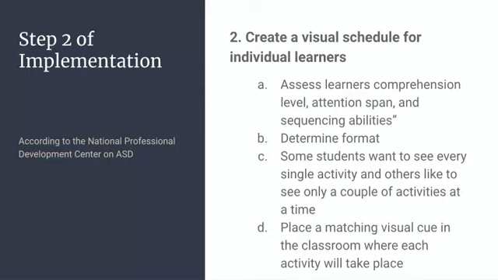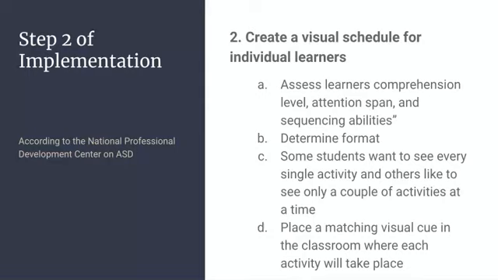So a few tips to help with this are to assess a learner's comprehension level, attention span, and sequencing abilities. Determine format, which I previously explained. Some students want to see every single activity, and others like to only see a couple of activities at a time. For some learners, it may overwhelm them to see more than even a couple of hours of activities. Maybe they can see a day, they could see maybe a whole week, but it really just depends on the student. So that's where it's important to assess the individual on their preferences.